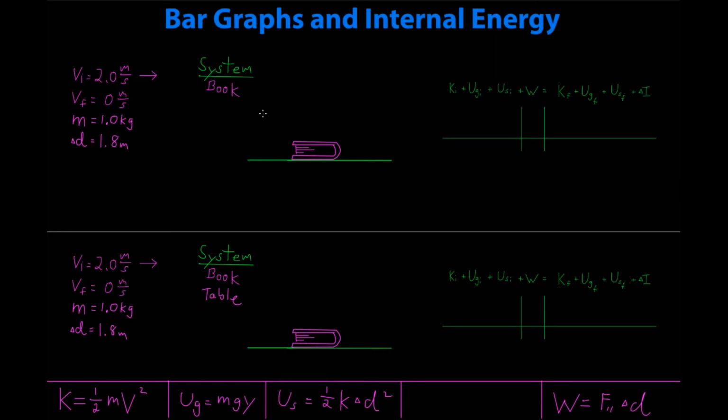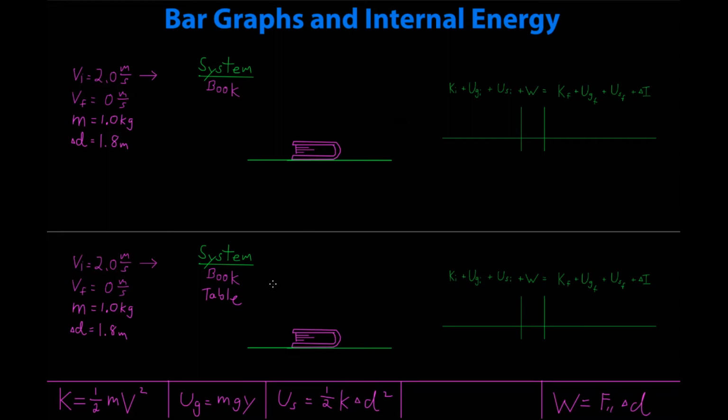I have a book. It is currently sliding to the right at 2 meters per second. The book slides to a stop due to a frictional force. I have the mass of the book and the distance it travels before it comes to a stop. I have the system first as just the book. Here I have my bar graph.